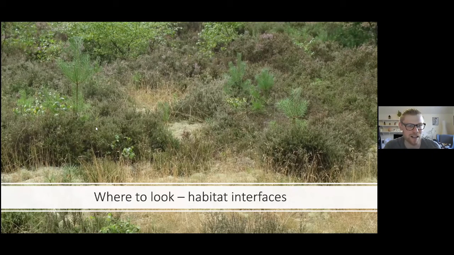I'll be looking around all these edges, all these nooks and crannies that reptiles are going to creep out, get into that direct sunlight. I wouldn't be looking in the middle of this grass bit here. It's the edges of these clumps of heather and the gorse and the trees. That's where I'd be looking.